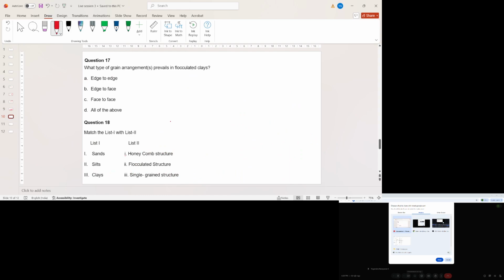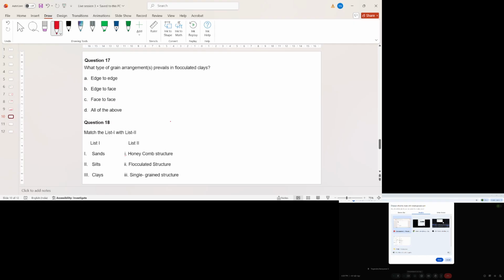Coming to question 17, what type of grain arrangement prevails in flocculated clays? Option A, edge to edge. Option B, edge to face. Option C, face to face. Option D, all the above.